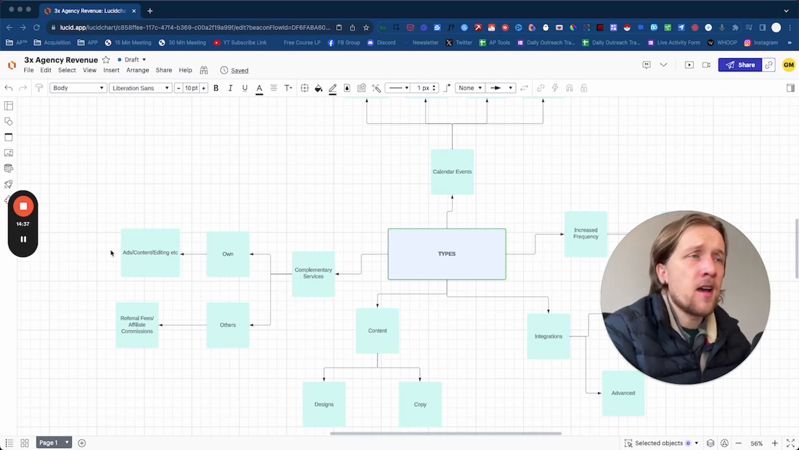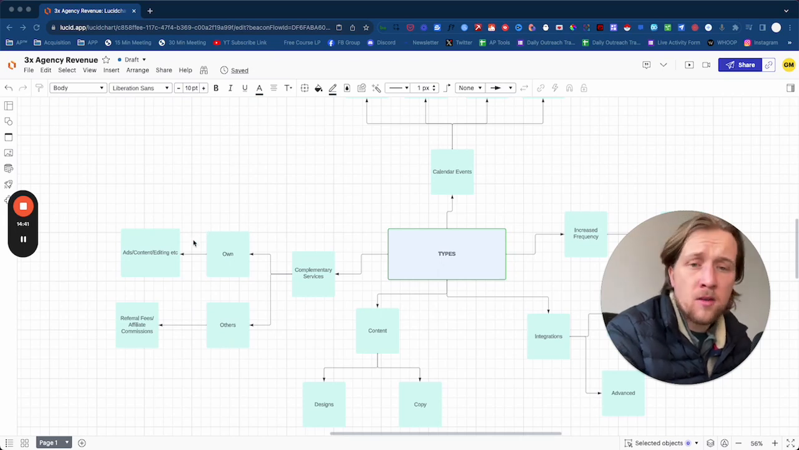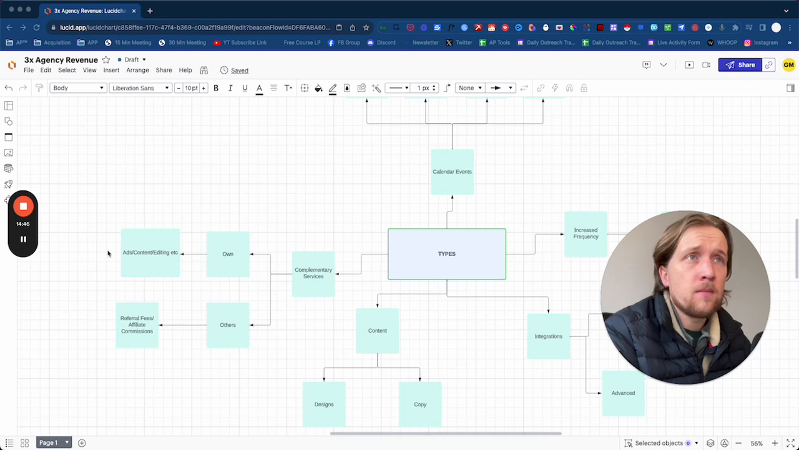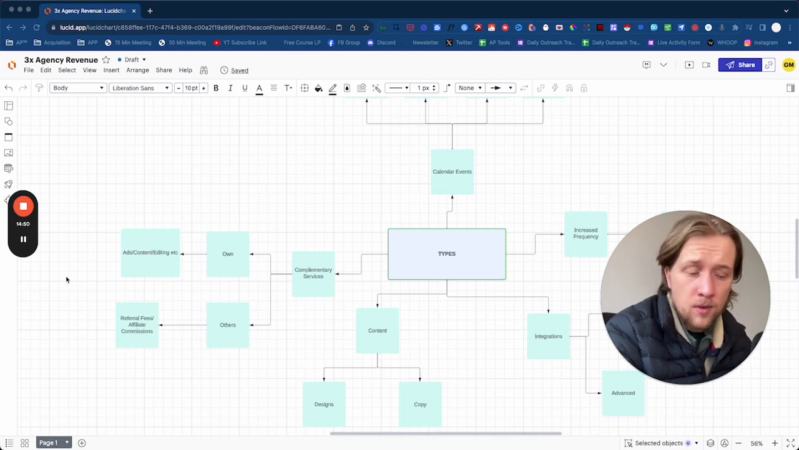Okay, and then separate to that, later on in your agency genesis, when you have consistent monthly recurring revenue and you've got a team under your belt, you might start introducing these additional cross-sell services internally within the team that you've already got.